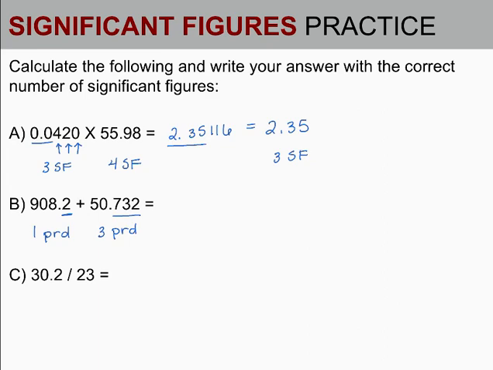And when we plug this into our calculator, we get a long answer of 958.932. We want to make sure that this answer reflects our least accurate measurement, or least certain measurement. And so we want to limit ourselves to 1 decimal place. So our final answer is 958.9.